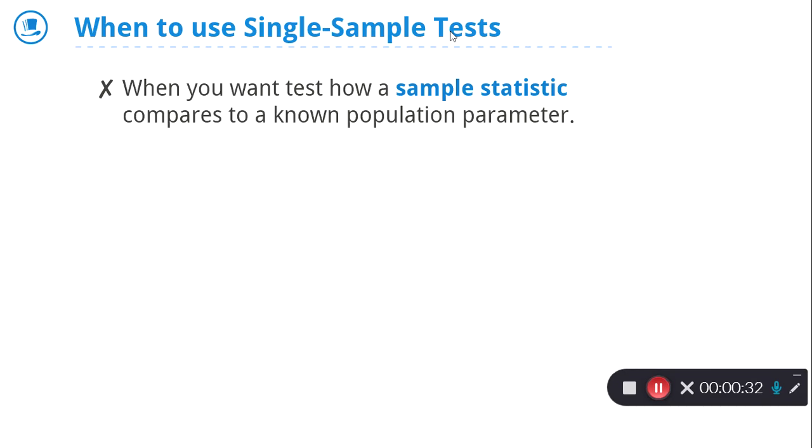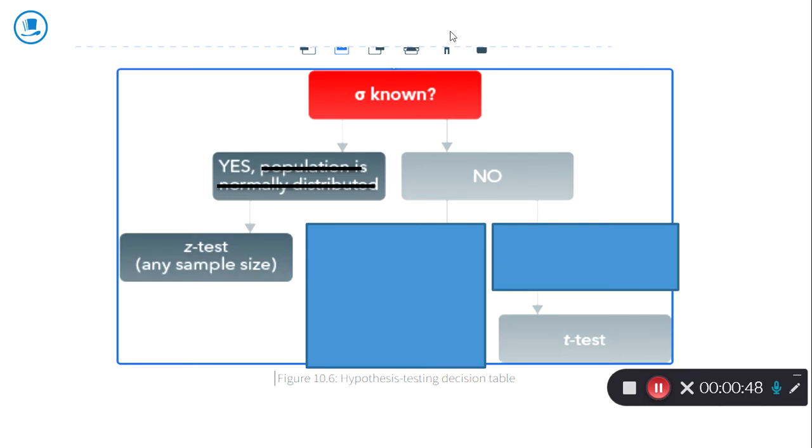This would be the situations like we've been discussing. We know something about an IQ test, and we want to see if a sample of students scores better than average, worse than average, or is just different from average. This is a chart about the two different kinds of single-sample tests from chapter 10 and when to use them.